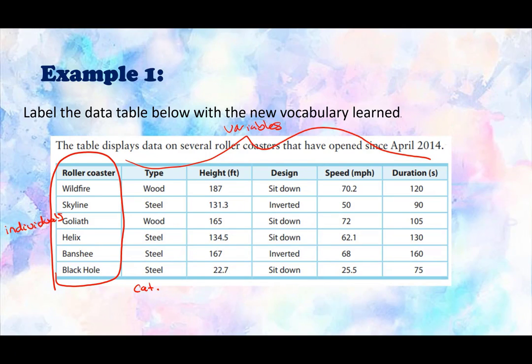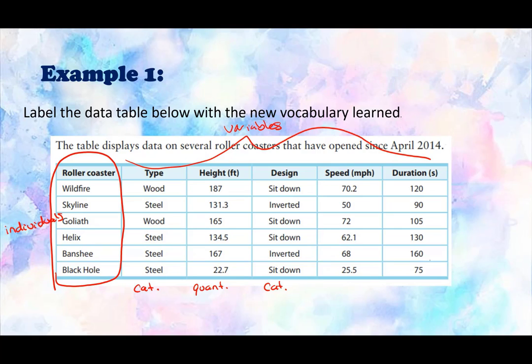Okay, let's look at height. Now notice that these are all numbers, right? Does it make sense to add and find the average height for all the roller coasters? Yeah, you can totally do mathematical operations with these numbers. So this is actually going to be quantitative. Okay. We have the design. Is it sit down? Is it inverted? These are different categories of design. So this is categorical. And notice, please, that I am not writing out the full words. You can do the same, or you can write them all out. It's up to you. And then we have speed and duration.